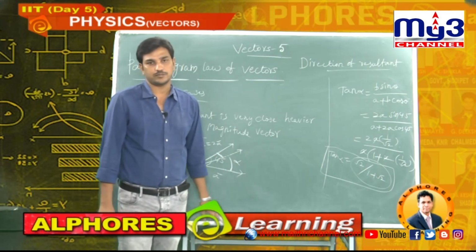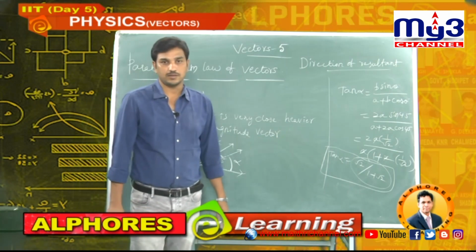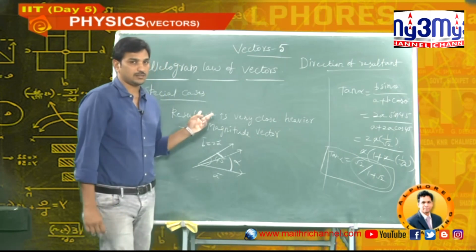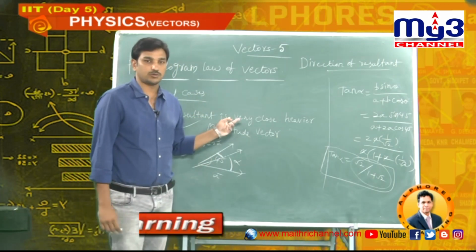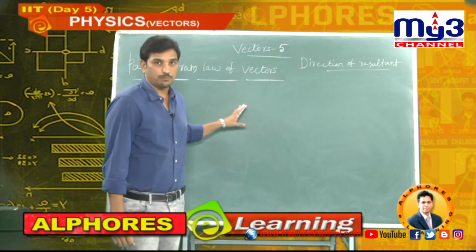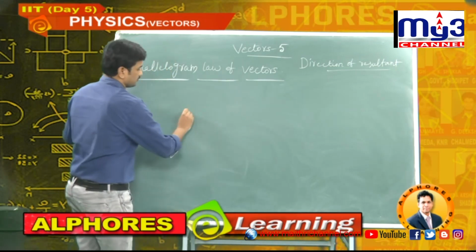Understood my point? What I want to tell you: if two vectors are equal, the resultant is always along the bisecting line. If two vectors are of unequal magnitude, the resultant is close to the heavier magnitude vector. Here we will see some more examples depending on the parallelogram law of vectors.